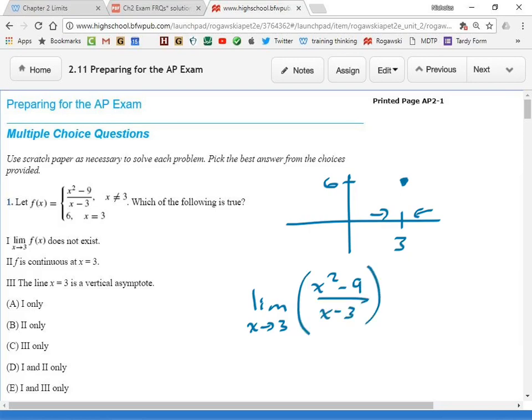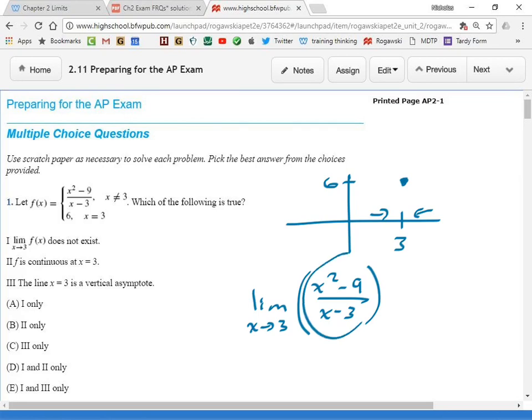Whenever you have a basic limit like this, the first thing you want to do is plug in the number. Direct substitution. If I plug in 3, do we get something? If I plug 3 into the top, we get 9, and then minus 9, so that's 0 on top. If I plug 3 into the bottom, we subtract 3, so we get 0 on the bottom. 0 over 0 is indeterminate. So that means we have to manipulate this in some way.